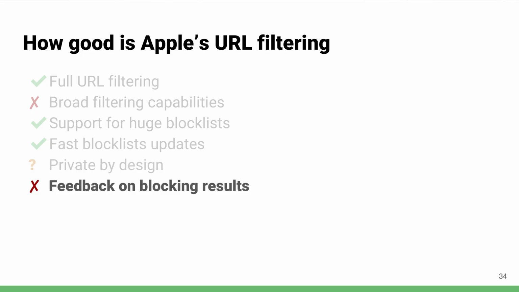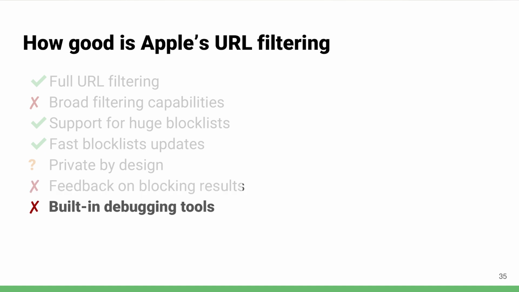So, does the API provide any feedback to the developer about how it's actually working? None at all. The app has no way to know whether its URL filter has blocked something or even checked something. In other words, a complete black box. And finally, debugging tools. No built-in tools, nothing. And as you can imagine, troubleshooting a URL filter is a very, very difficult task.